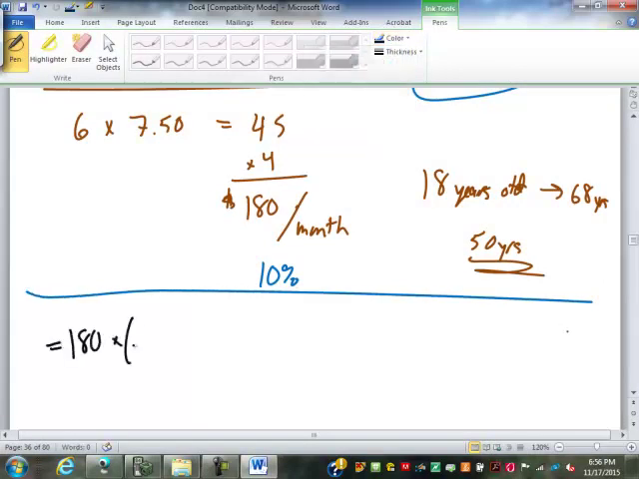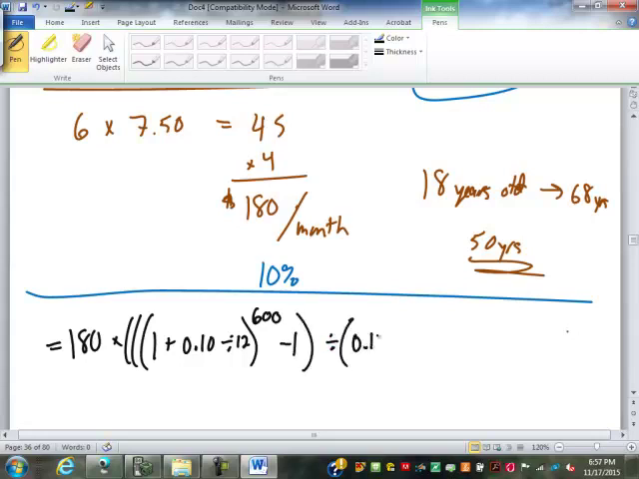180 times, now we're using the payment to find the balance, the future value. Open, 1 plus 0.10 divided by 12, close, to the power of 50 years times 12 months in the year, which is 600 months, minus 1, close, divided by, open, 0.10 divided by 12, close and close. This will make you cry.